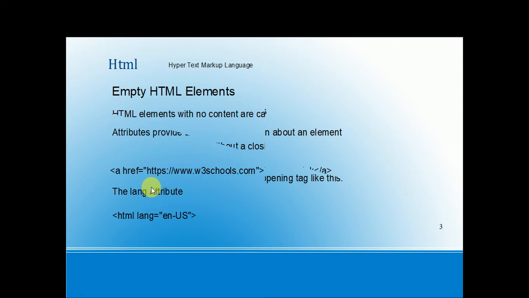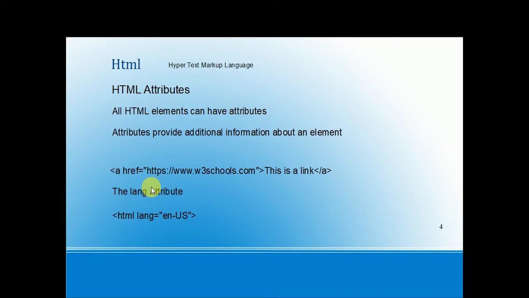Now, attribute. What is an attribute? In HTML, all elements have some property and value. This property and value are called attributes. For example, I define an a tag with a closing a tag, anchor, and href. This is a URL, w3. So href and its value we can call an attribute.